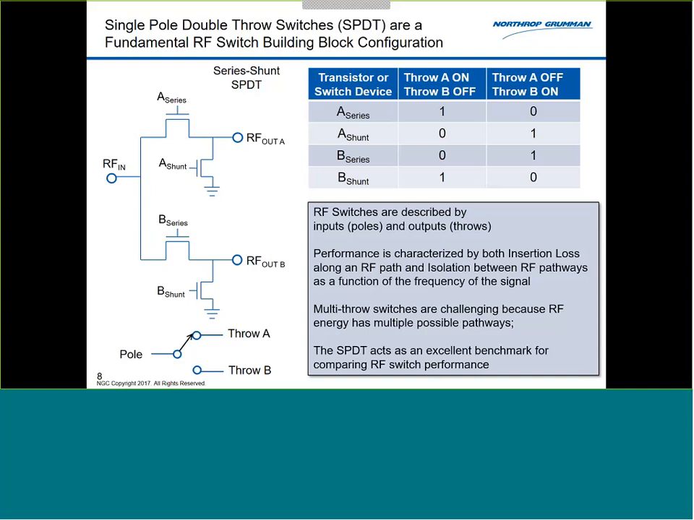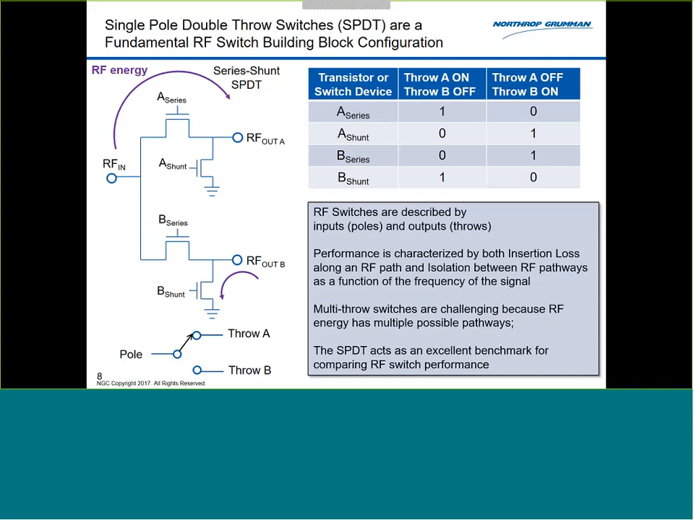In particular, I'm going to explain what's called a series shunt double throw switch. That's the topology you see on the left. In this case, I'm showing what happens when I'm trying to get energy from RF in through the pole, out through throw A. My energy goes through my series switch, which is in the on state. The A shunt switch, dangling off towards ground, is in the off state. And the B shunt switch on the lower arm is in the on state.